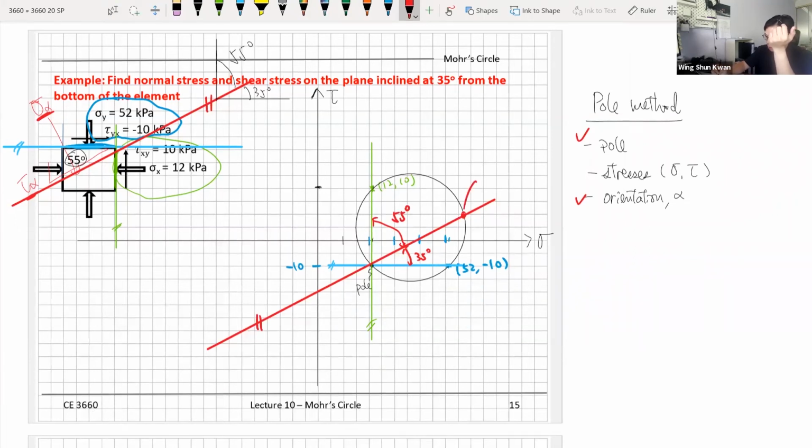So your sigma on the 35 degree plane here is about, so 10, 20, 30, 40, 50, 55, maybe 55, 57. And the shear stress on the 35 degree plane is perhaps about 9 kilopascal. So I just eyeballed it. If you do it on graph paper with better drawing tools, then you will get a more accurate answer. So any questions on this example?